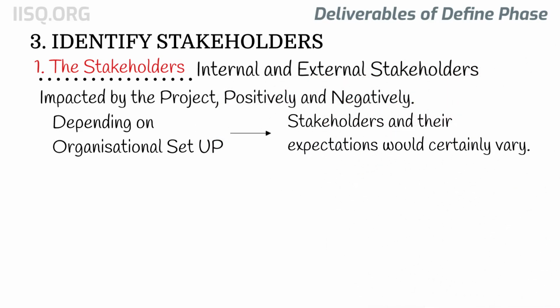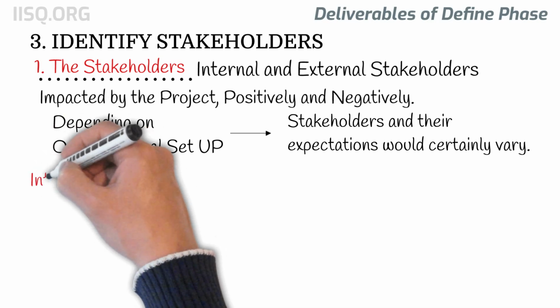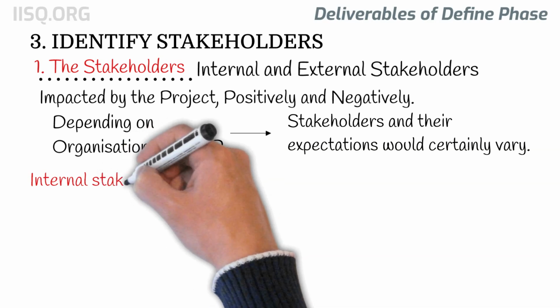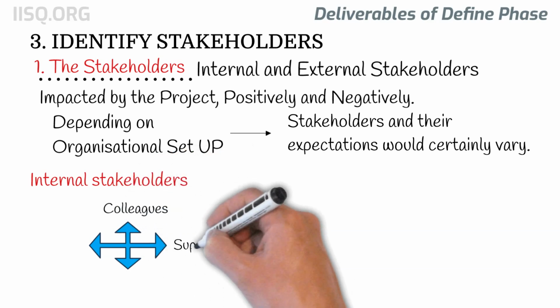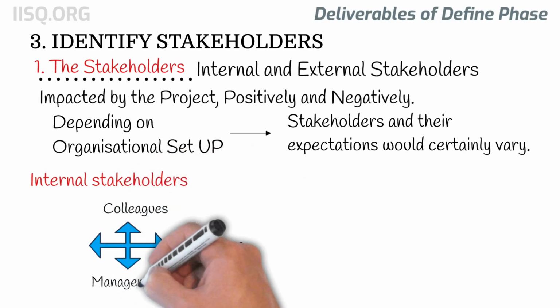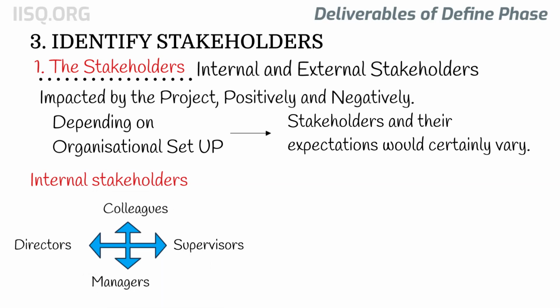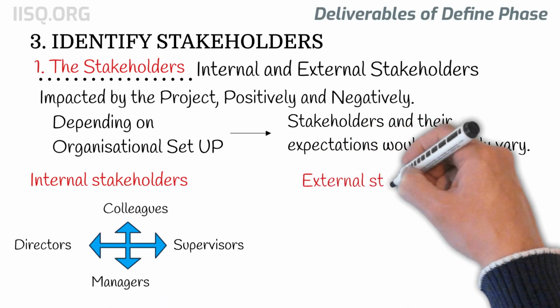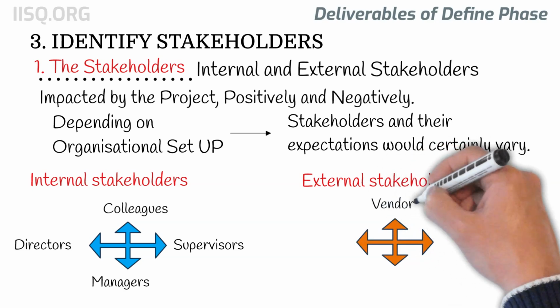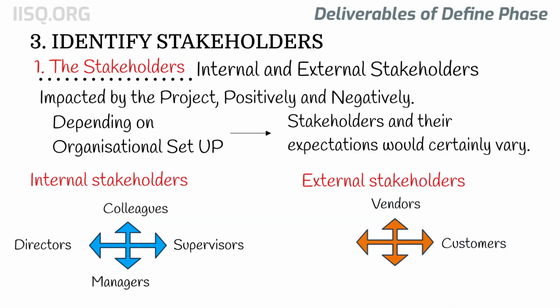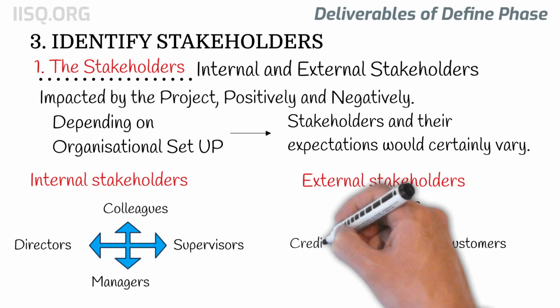The project manager needs to identify all key and non-key stakeholders required to support and sustain the project and its improvement. Internal key and non-key stakeholders are normally your colleagues, supervisors, managers, directors, etc. External key and non-key stakeholders are normally your vendors, customers, suppliers, creditors, etc.